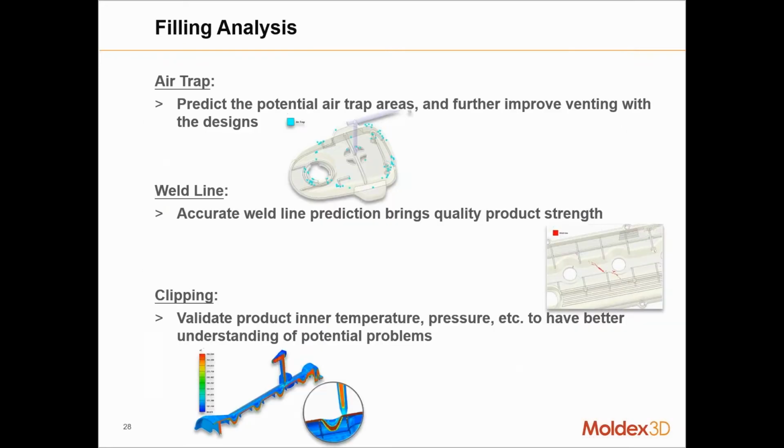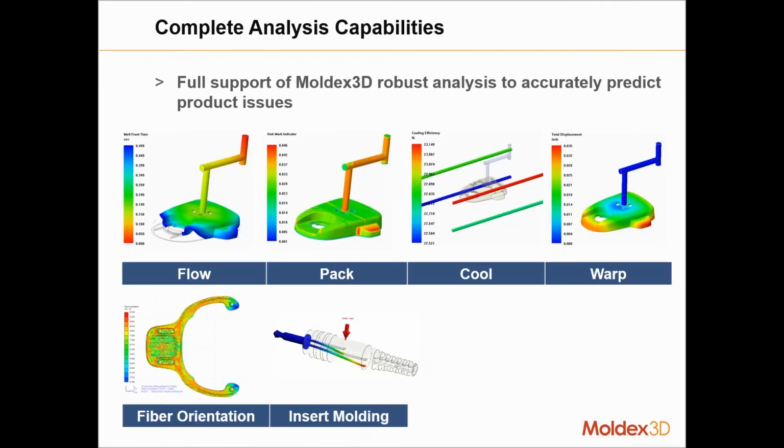In the flow result, we could show you air traps, weld lines, and also show the clamping features so you could understand the pressure and temperature through the cross section. And here are the complete capabilities: flow, how the material flows and how much pressure you need; cooling, understanding where the hot spot is; and warpage results. And also including fiber orientation and the insert deflection if you are doing insert molding.